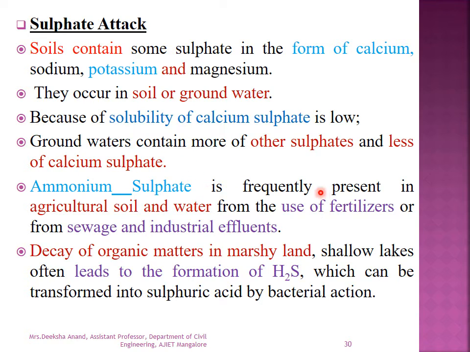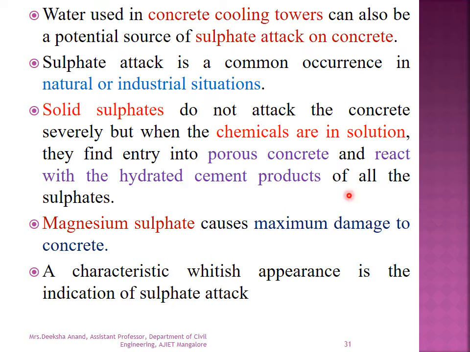Ammonium sulphate is frequently present in agricultural soil and water from the use of fertilizers, or from sewage and industrial effluents. Water used in concrete cooling towers can also be a potential source of sulphate attack on the concrete. Sulphate attack is a common occurrence in natural or industrial situations. Magnesium sulphate causes maximum damage to the concrete.